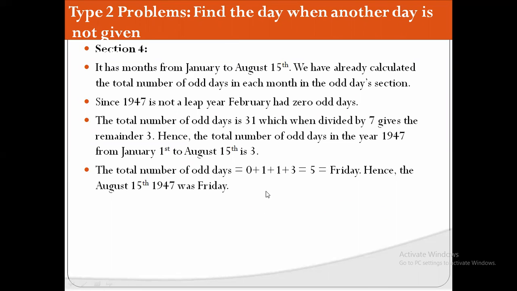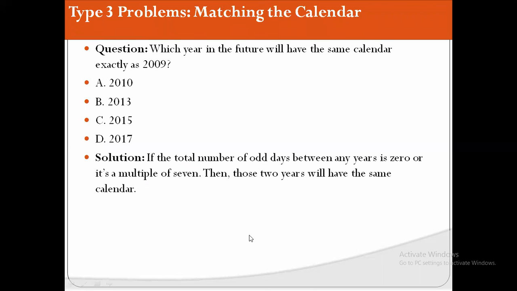So I hope all of you have enjoyed this, and let us discuss the third type of problem, which is very easy: matching one year's days with another year. That is, which year in the future will have exactly the same calendar as 2009? From 2009 to that year, if the odd days between any years is 0 or a multiple of 7, then those years will have the same calendar. That is the simple rule. So from this year to that year, the odd days become 0, and the next year will have the same calendar.